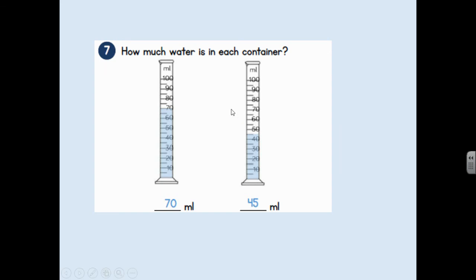Right, question number 7. Let's look at this measuring cylinder. The water has gone up to 70, so it's 70 ml. And let's look at this. The water is in between 40 and 50, so it is 45 ml.